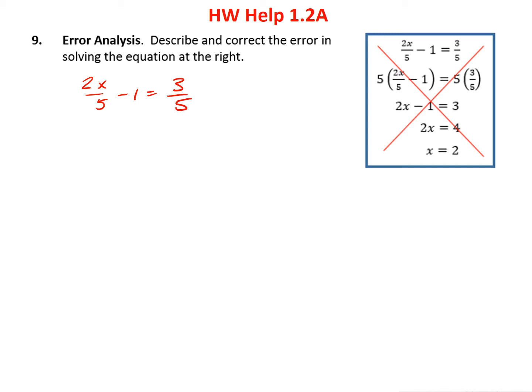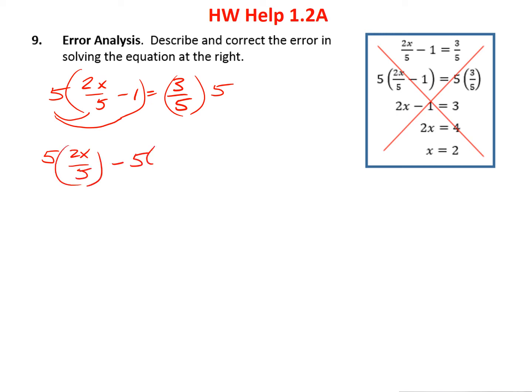In this case, both fractions have a 5, so if I multiply everything by 5, that's a good thing to do, and that's exactly what they did. And so in this case, you're going to multiply 5 times this. We've got to distribute it now. So I'm going to have 5 times 2x divided by 5 minus 5 times 1 equals, and in this case I can simplify this, 5 divided by 5 is 1, so this is simply going to equal 3.